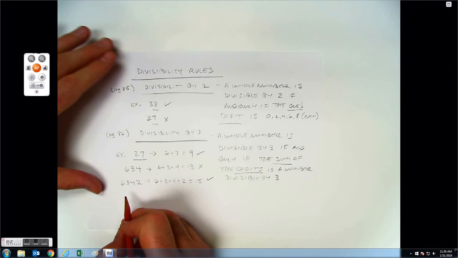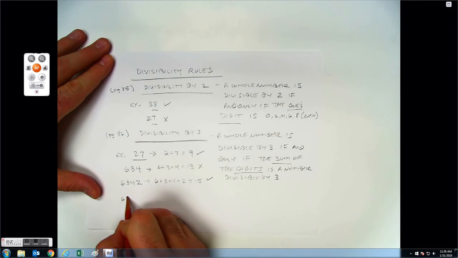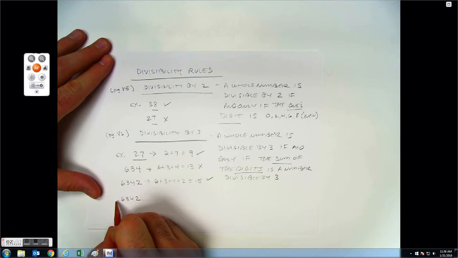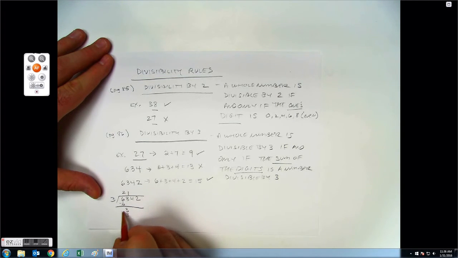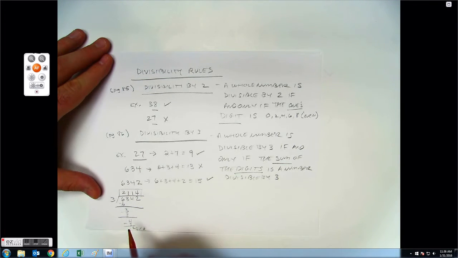Now, just to check and show, let's look at this. 3 goes into 6 2. 0, drop the 3. 3 goes into 3 once. 0, drop the 4. 3 goes into 4 once. 1 left over, drop the 2. So 3 goes into 12 4. So we have our 12, and we get 0 remainder. So 3 does go into that number 2,114 times. So the rule helps us determine whether 3 would go into it or not.